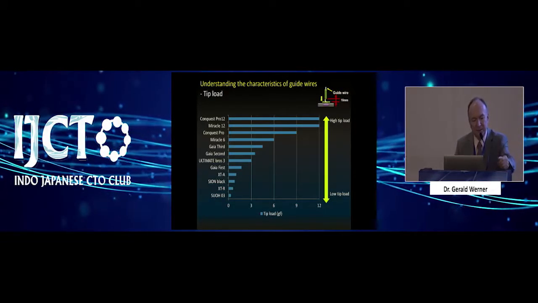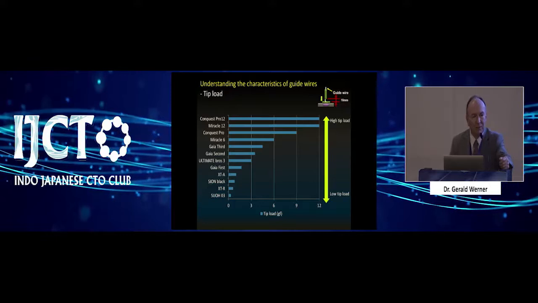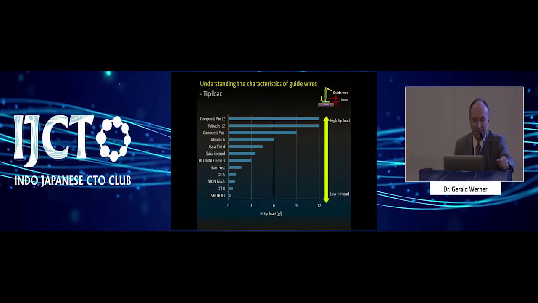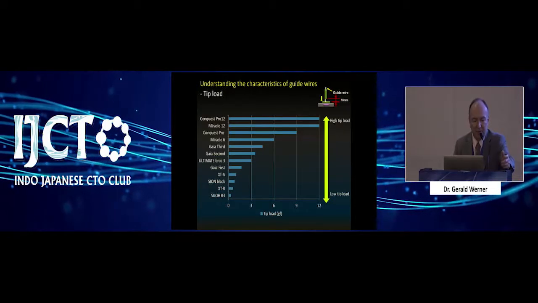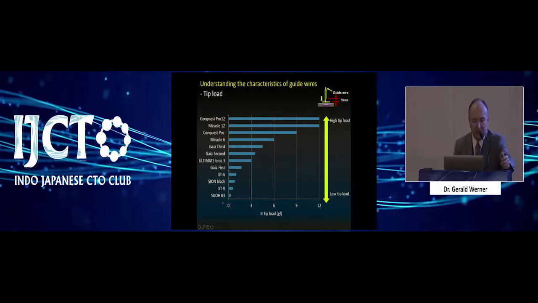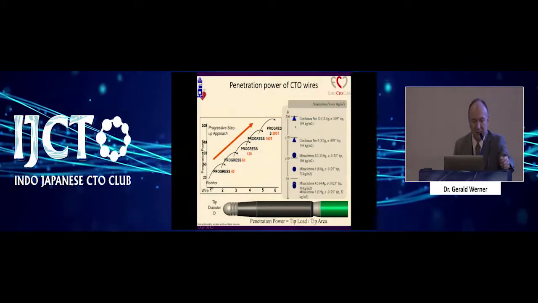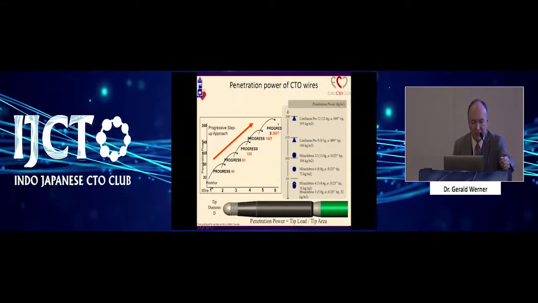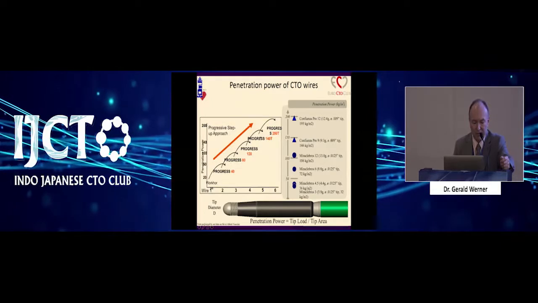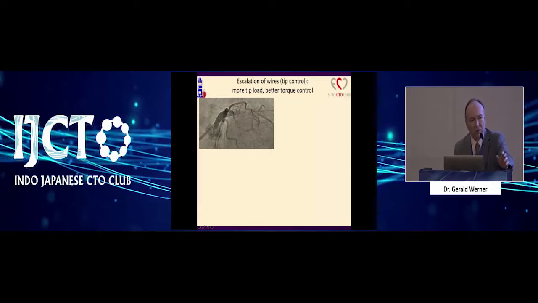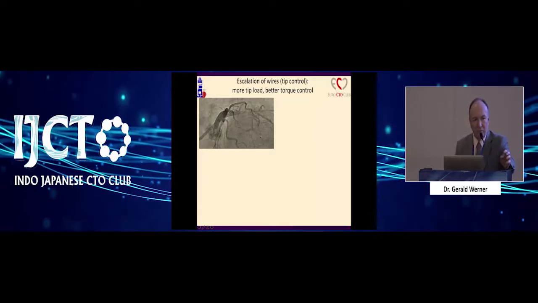These tables you can look up in the company files, of course, on the increase of tip load, and it's obvious here we start with low tip load and increase if necessary. And the same is true also for other companies' wires, here the Progress family. But torque control was already there before the Gaia came.